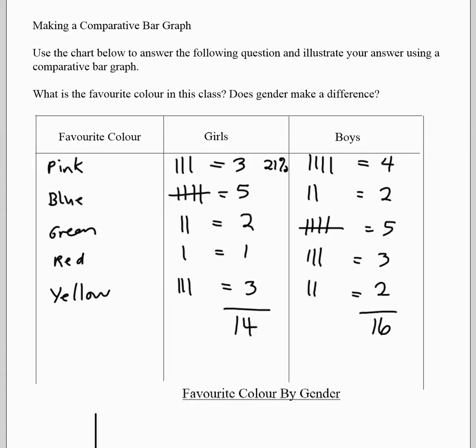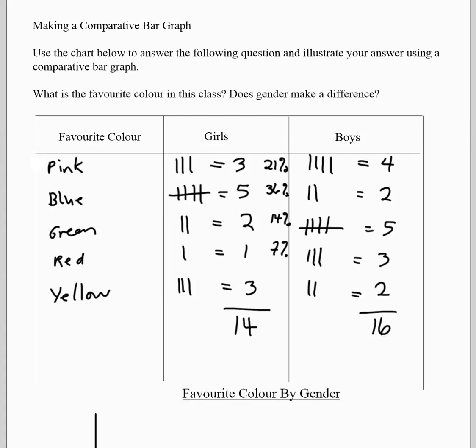5 out of 14 would be approximately 36%. Now, I'm rounding here, so just be aware that I'm rounding to the nearest percent. That one would be 14%. 1 divided by 14 would be 7%.